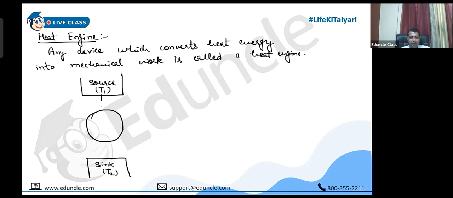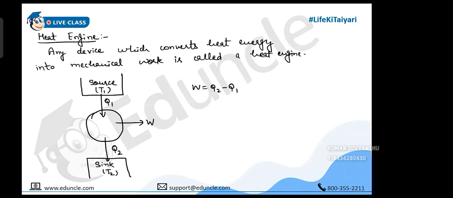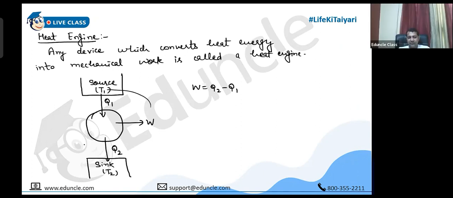So this gas absorbs some heat from this source, let this be Q1, and then it does some work, and then it gives the rest of the heat to the sink, like this. So it means W is Q1 minus Q2. And after doing this complete cycle, obtaining the heat, doing the work, and then releasing the heat, this working substance comes back to its original position.